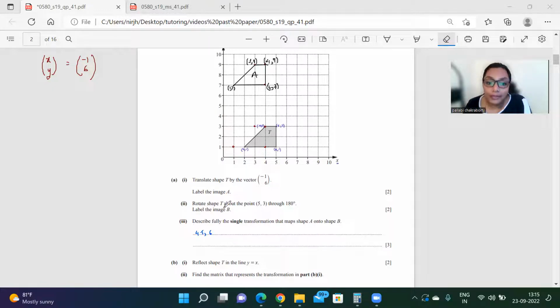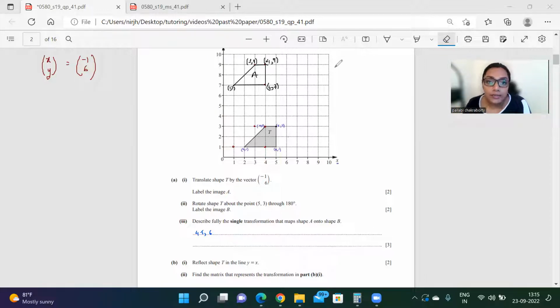We have to rotate the shape T about the point 5,3. So where is the point 5,3? Over here we have 5,3. We have to rotate the shape T through 180 degrees. Now how do we do that? And how do we know for sure that 180 degrees rotation is happening? Remember, 180 is a straight line.